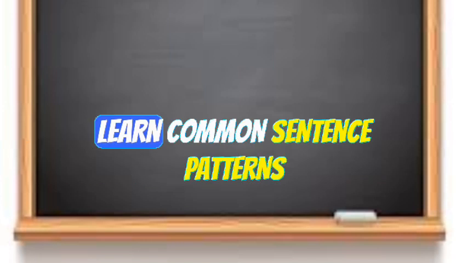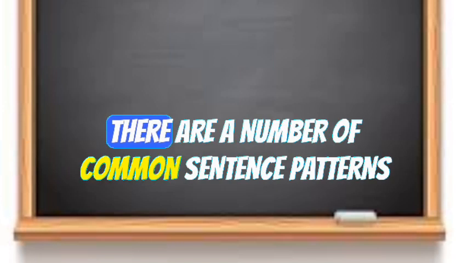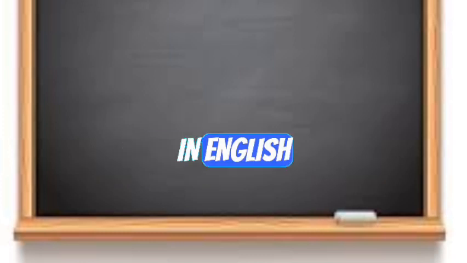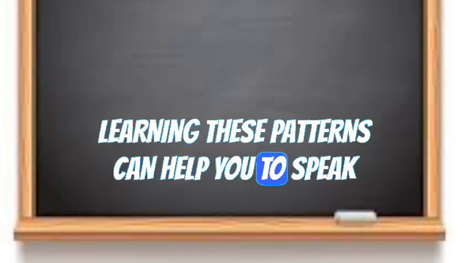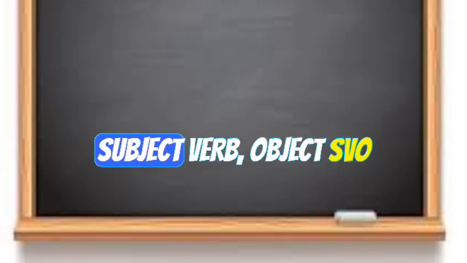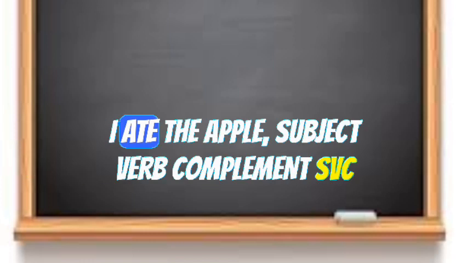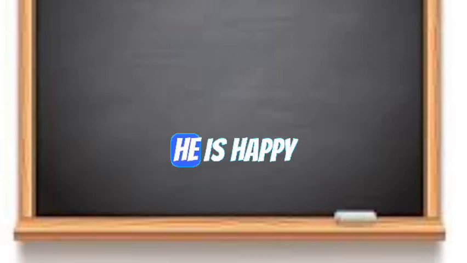4. Learn common sentence patterns. There are a number of common sentence patterns in English. Learning these patterns can help you to speak and write more fluently. Here are a few examples. Subject-verb-object, SVO, I ate the apple. Subject-verb complement, SVC, he is happy.